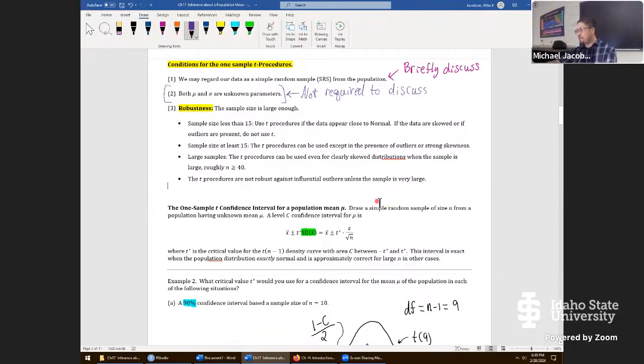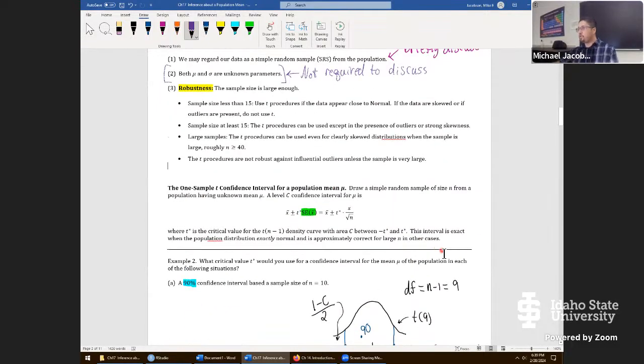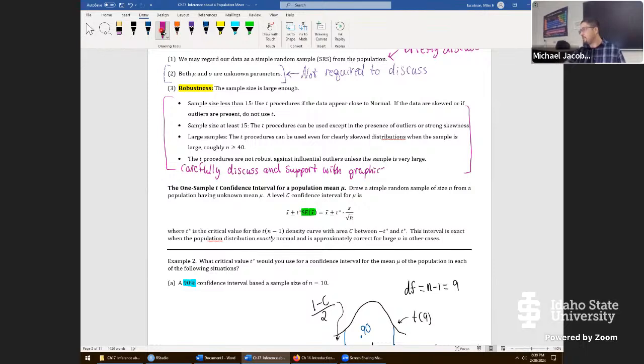So let's make a big note here. For this portion, we'll carefully discuss and support with graphics. Think histograms. That's kind of a big purpose of what we were doing in chapters 1, chapters 2. Looking at the data, trying to decide how skewed it is, how symmetric it might be.